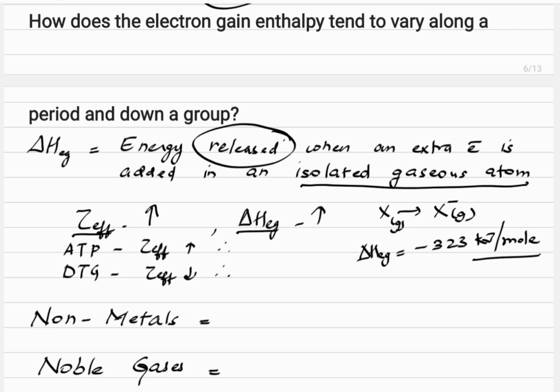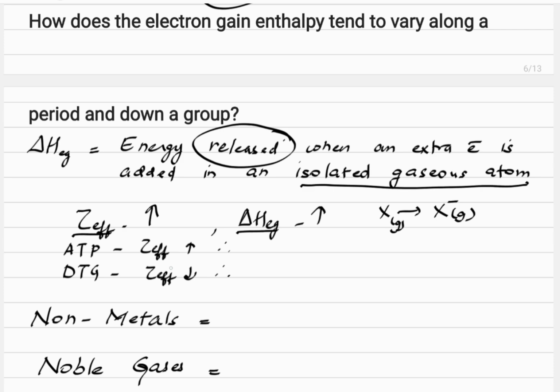Now this negative sign does not make this value smaller. It only means that the energy is being released. So minus 323 would still be higher than, let's say, minus 280 kilojoules per mole, right? Because here it means 323 kilojoules of energy was released, and here only 280 kilojoules of energy was released. Okay, now talking about how it varies along the period and down the group.